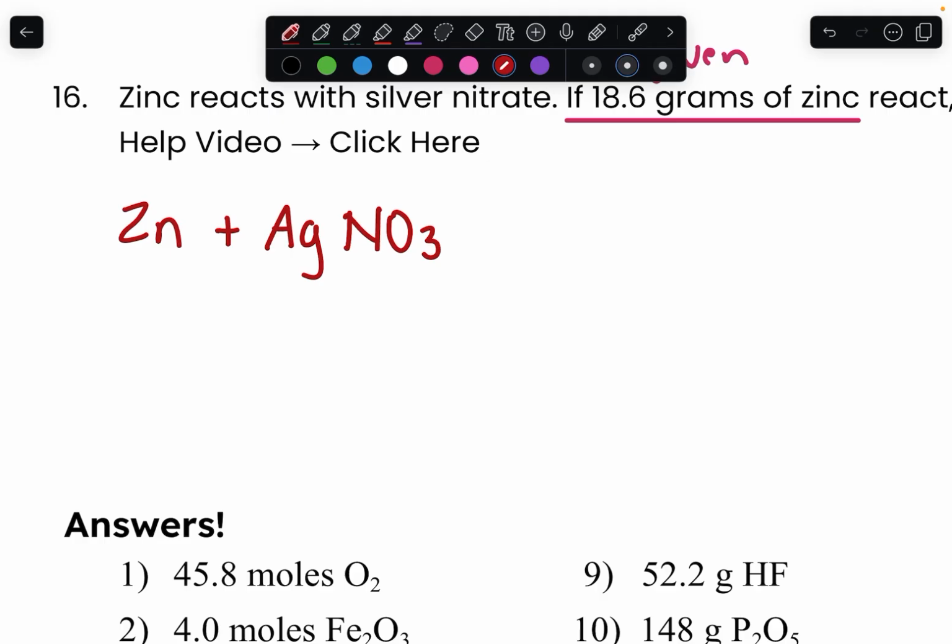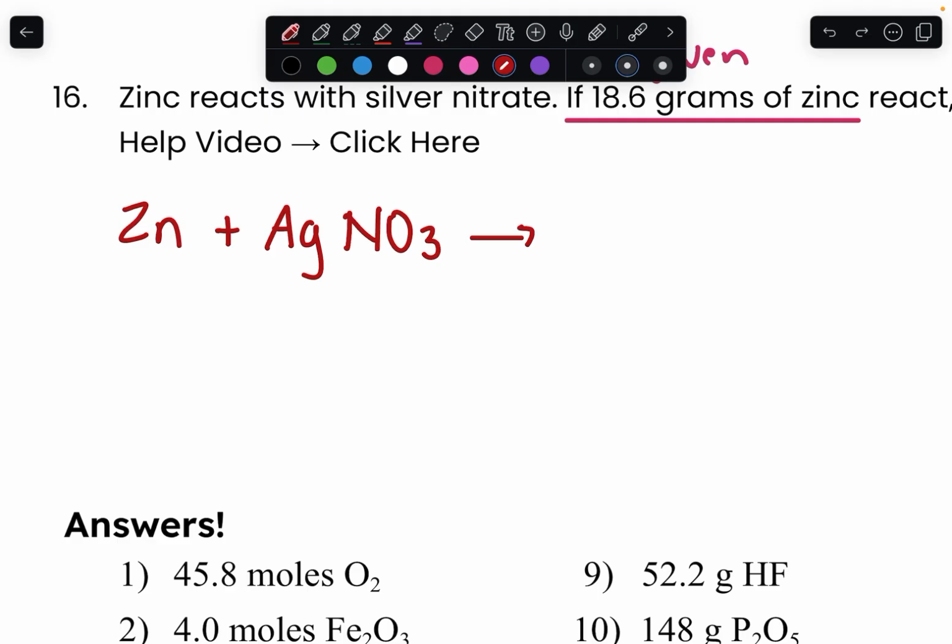Zinc, since it's an element on its own, has no charge. All we have to do then is write Zn. Now at this point, I'm not writing in states of matter because my focus is on the stoichiometry, but if you're curious, this would be solid zinc, and this would be an aqueous solution of silver nitrate. But for the context of our stoich unit, if you don't write in states of matter, no worries.